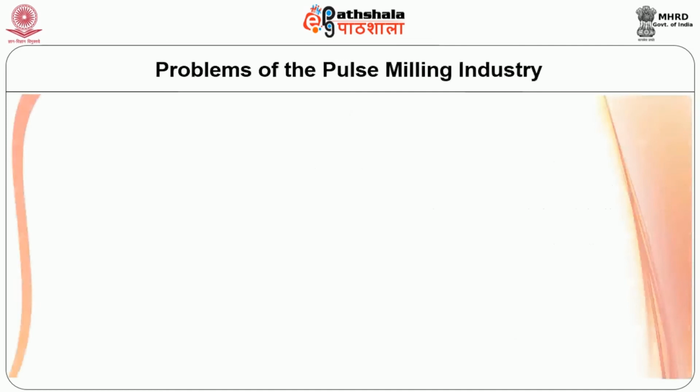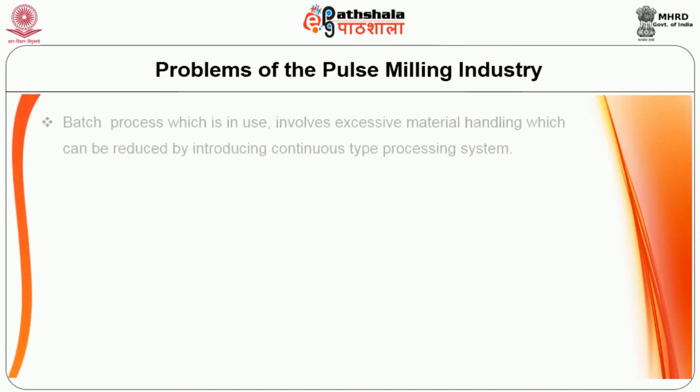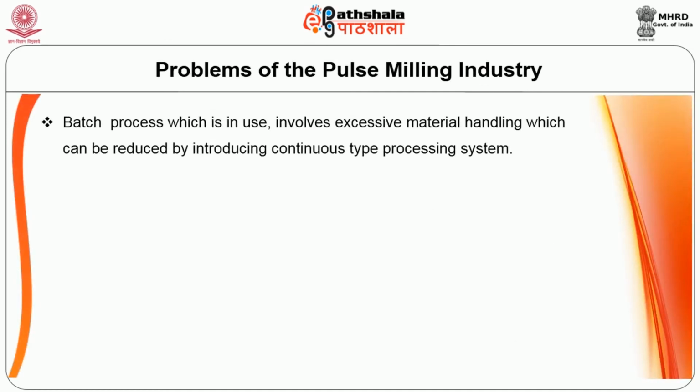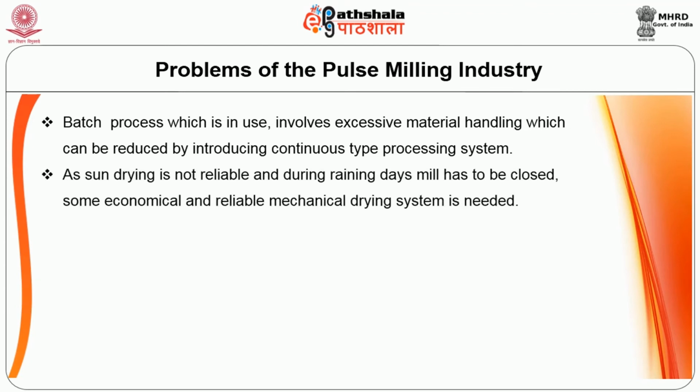Some of the problems of the pulse milling industry are: the batch process which is in use involves excessive material handling, which can be reduced by introducing a continuous type processing system. Second, as sun drying is not reliable and during rainy days mills have to be closed, some economical and reliable mechanical drying system is needed.